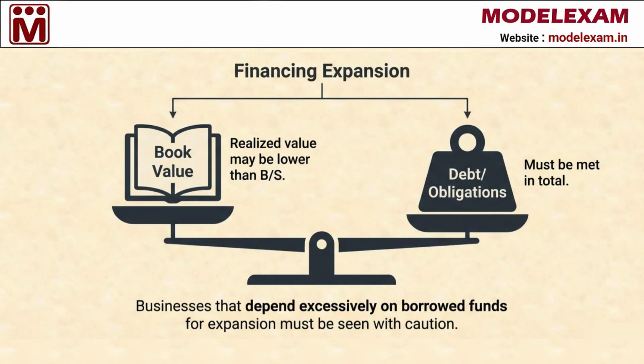sign of trouble. This brings us to a crucial lesson about financing expansion. When a company borrows heavily to grow, it faces a risk mismatch. On one side, you have the book value of assets. If the company fails, the realized value of these assets may be far lower than what is shown on the balance sheet. On the other side, you have debt obligations which must be met in total. Lenders don't care if your asset value drops, they want their full money back. Therefore, always be cautious of businesses that depend excessively on borrowed funds for expansion.